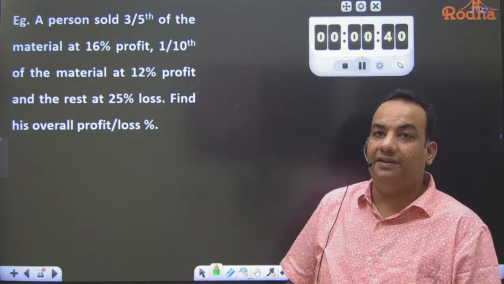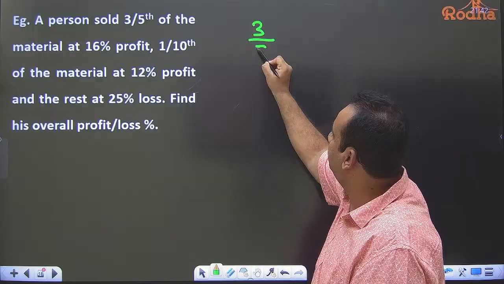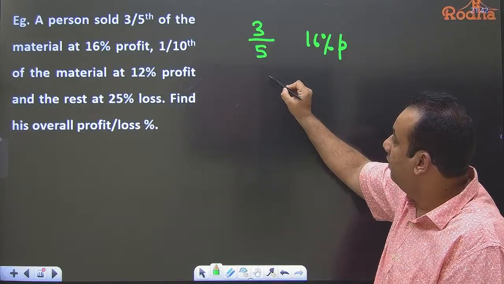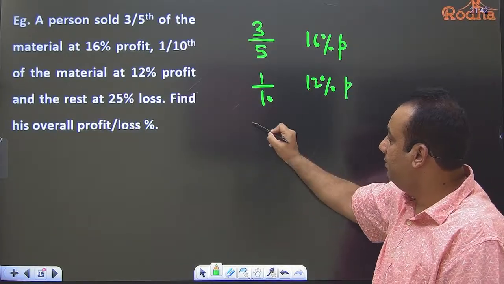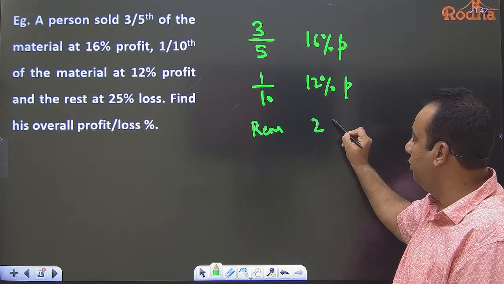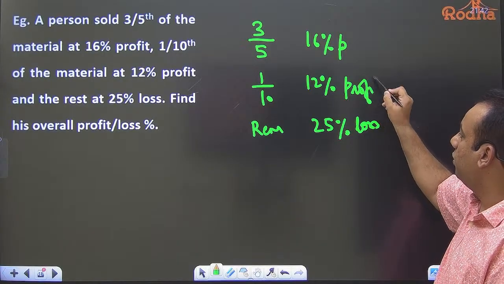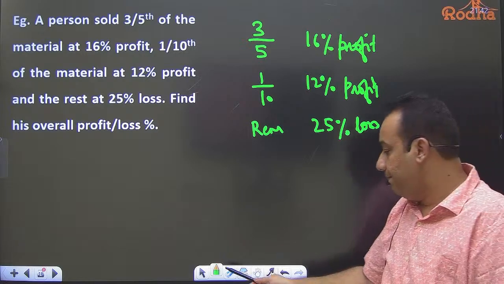All of you try. By the time, I'm just writing the data. 3/5 of the material at 16% profit, 1/10 of the material at 12% profit, the remaining at 25% loss. The question is, what is the overall profit or loss percentage?